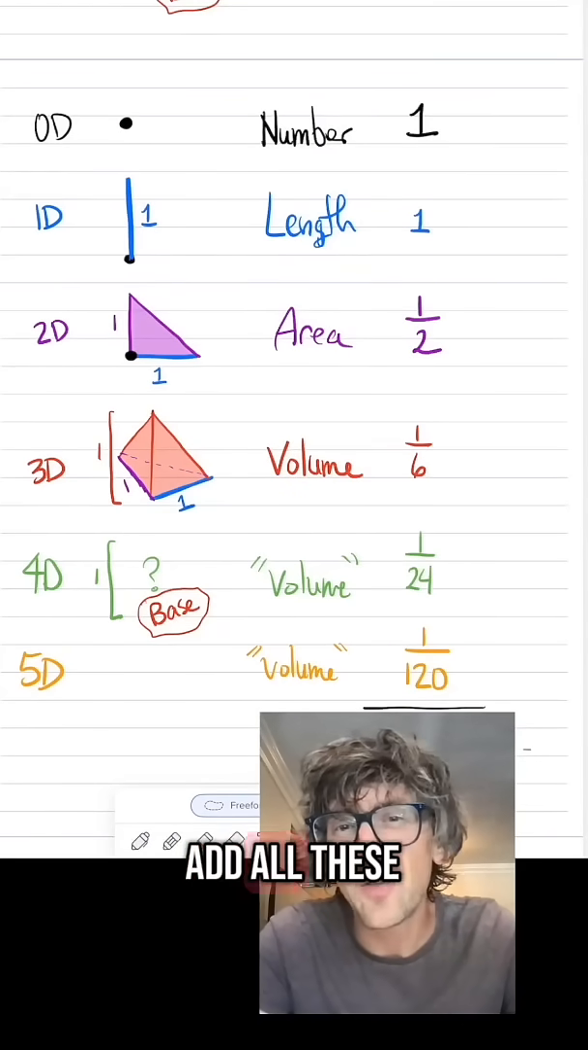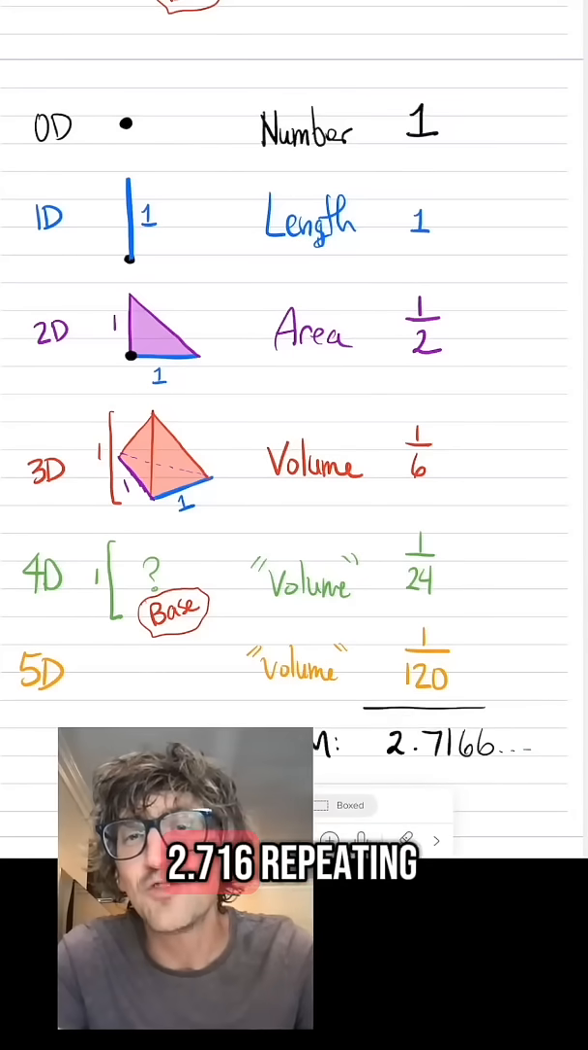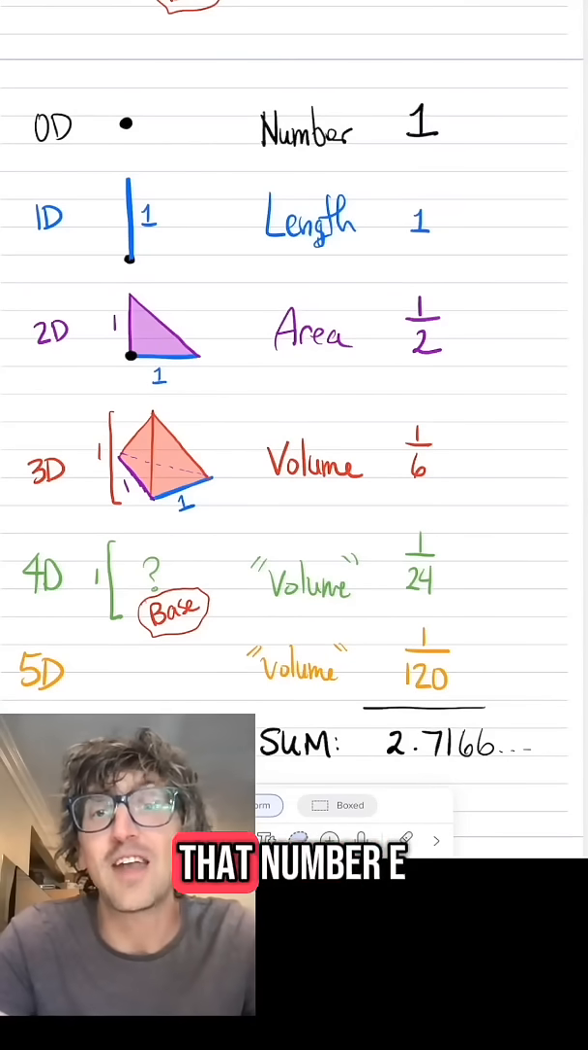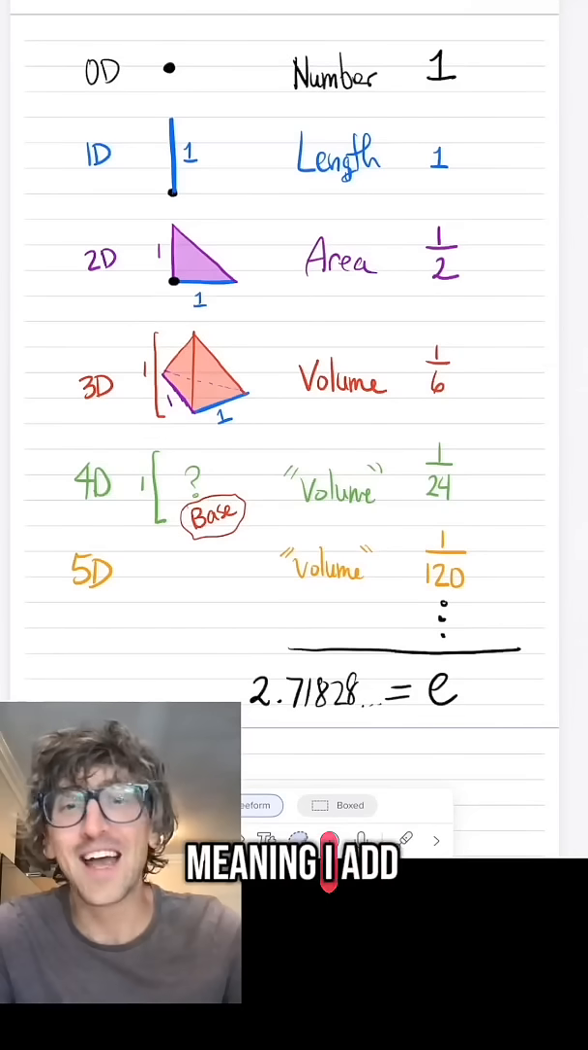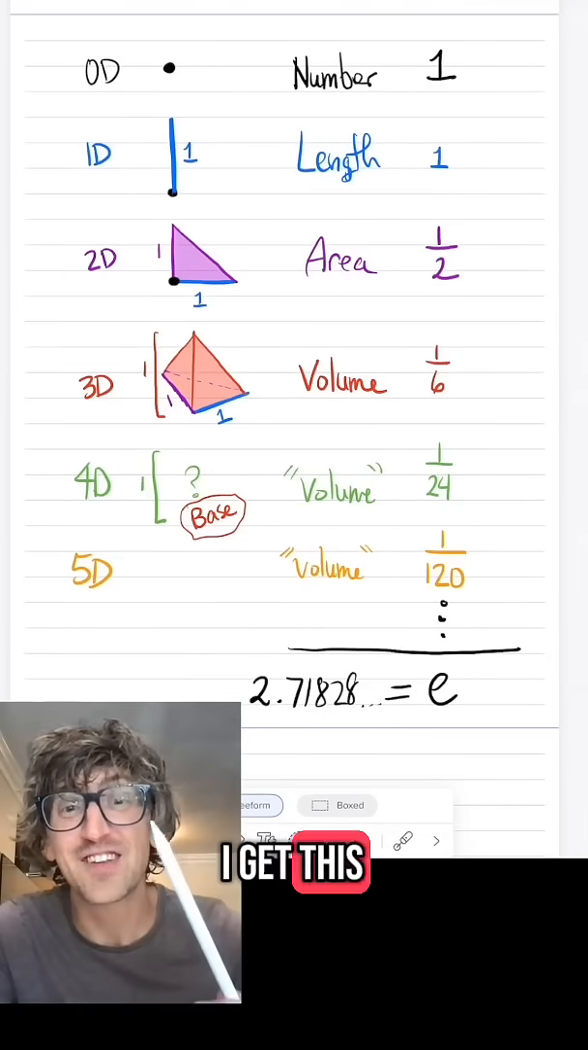Now, if we add all these numbers up, we have 1, 1, 1/2, 1/6, we get this decimal 2.716 repeating. And that seems pretty close to that number e. And actually, if I just change this to an infinity, meaning I add up all the volumes of all the pyramids in every single dimension, I get this crazy number e.